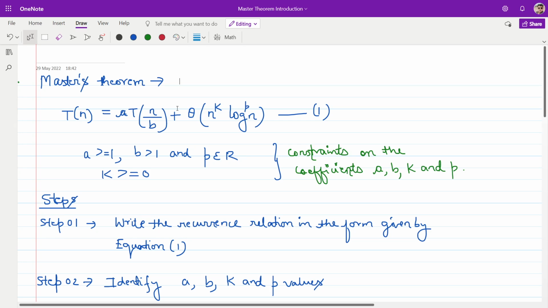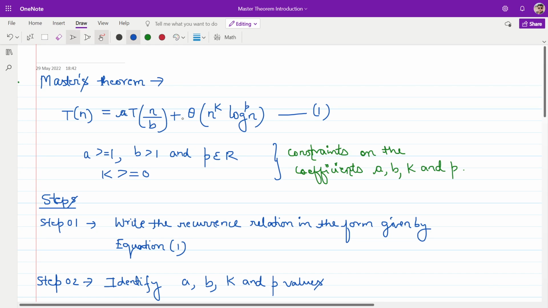Now we are creating a new series on algorithms analysis and design, and in this series we are presenting the first chapter, that is Master's Theorem. So we will be going through this Master's Theorem in this lecture, and then we will also be solving some problems. So, what is Master's Theorem?